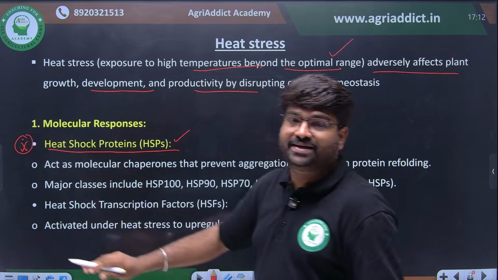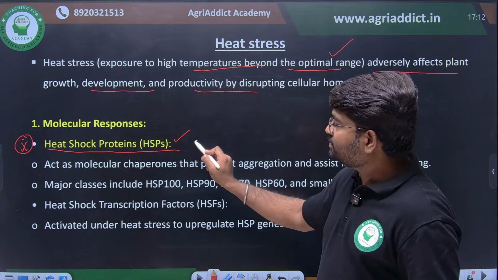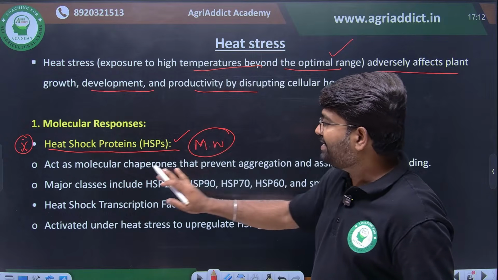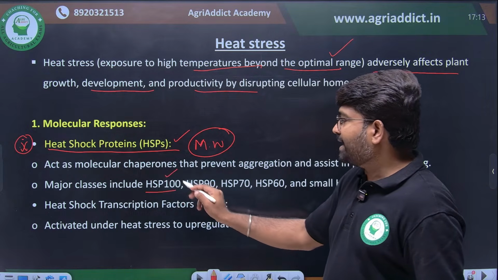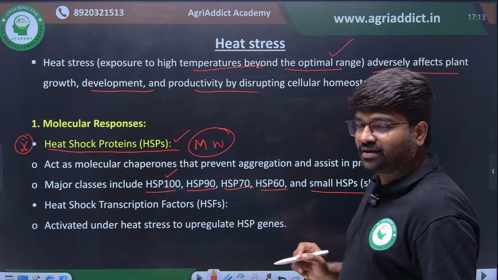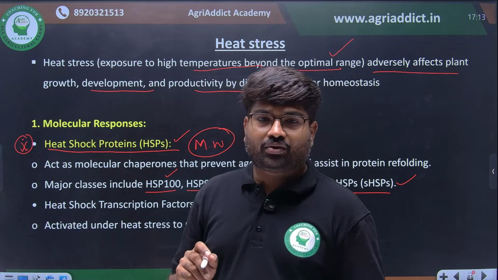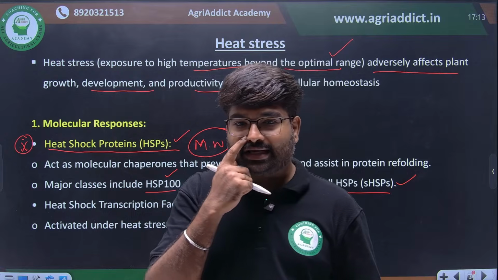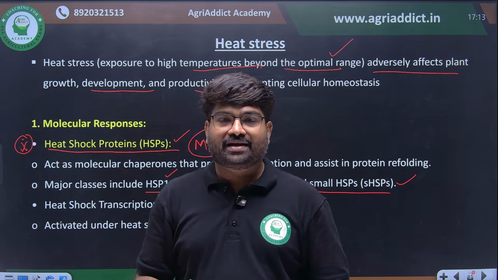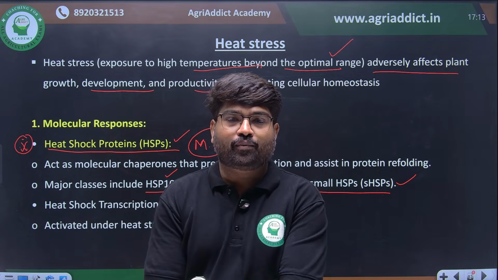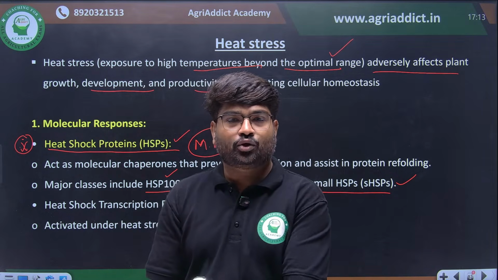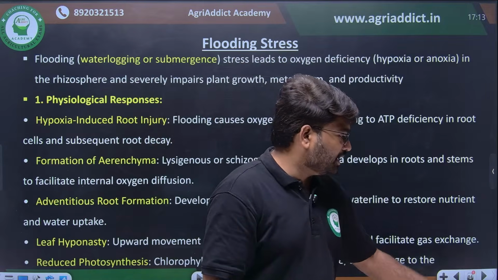These HSPs are classified based on molecular weight. This is also an important point. Based on molecular weight, they are classified into HSP 100, 90, 70, 60 and small HSPs. These are the important points you have to remember. These are the different classes of heat shock proteins. They will be specifically synthesized and accumulated during heat stress condition in plants.